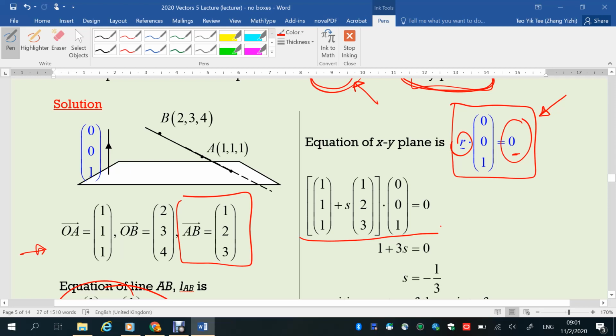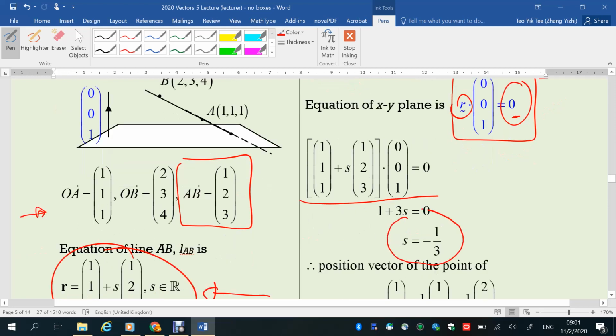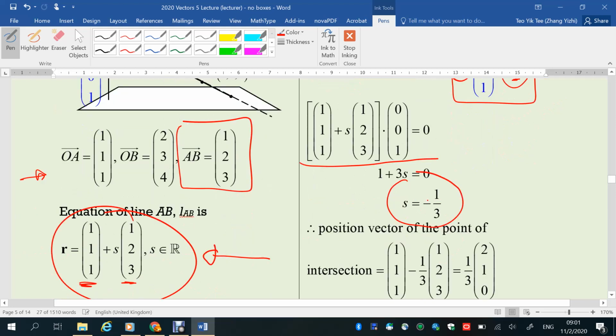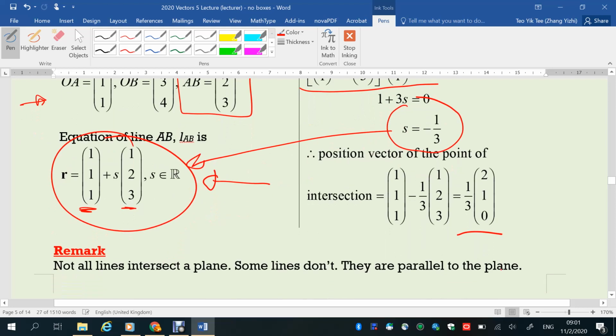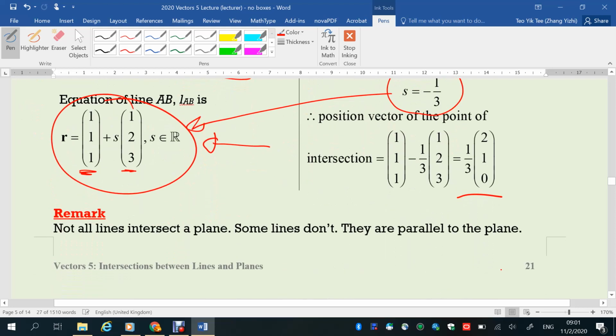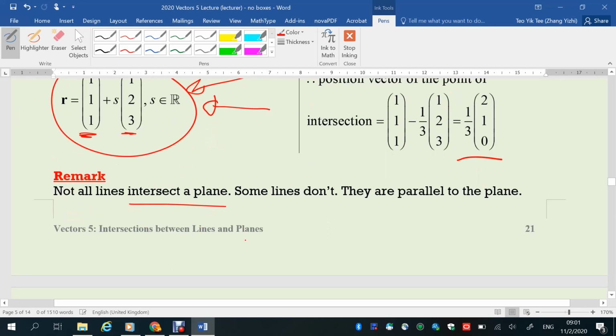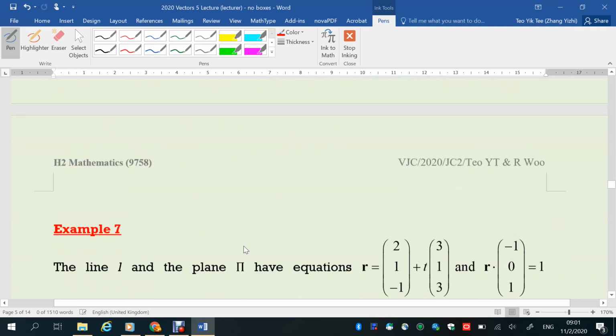Thereafter, dot product, solve for your value of s, and what to do next? Pump the s value back inside here. You actually get your point of intersection of the line and plane. Okay, just remember, not all lines will intersect a plane. If they don't intersect, they 100% must be parallel.